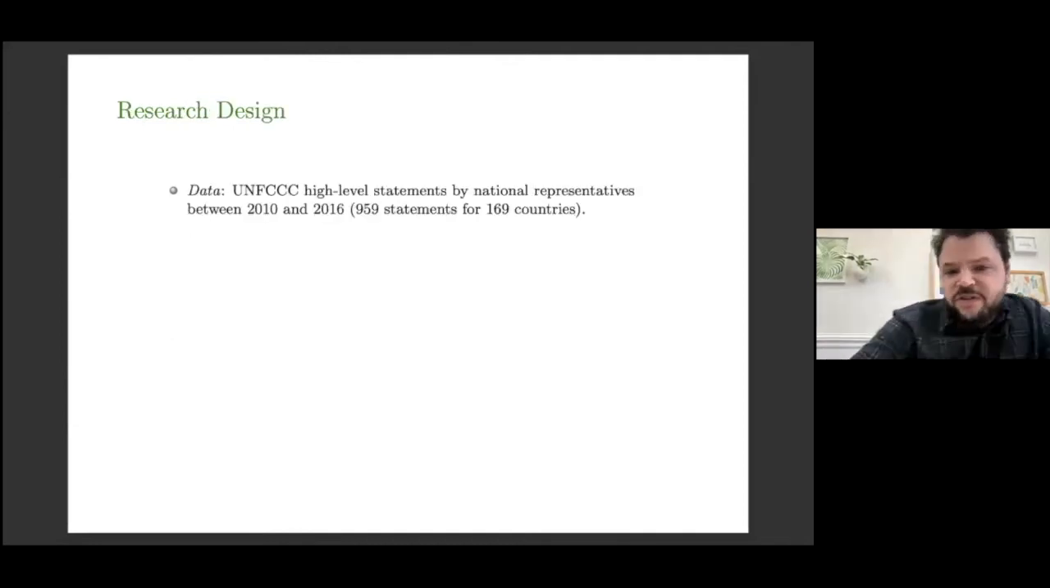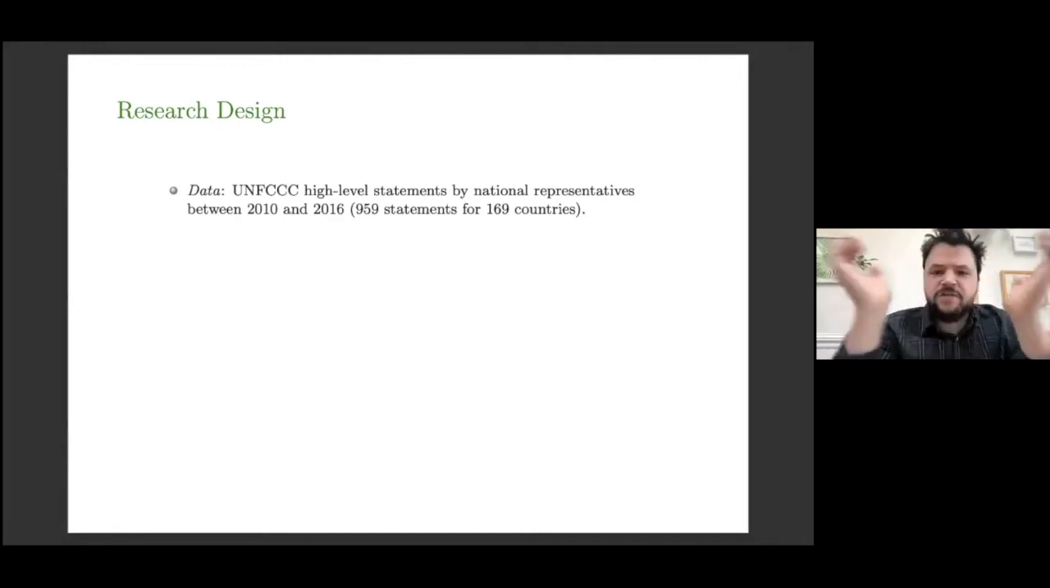So the research design. What we did is we web scraped, downloaded and translated the UNFCCC high-level statements by the national representatives for each yearly meeting from 2010 to 2016. The total is about 959 statements for 169 countries. The vast majority of these countries participated in about 5 or more of these meetings. There were some countries that only participated in 1 or 2.